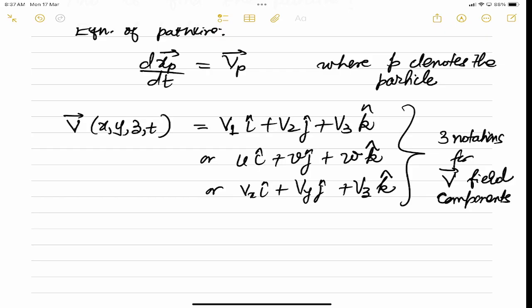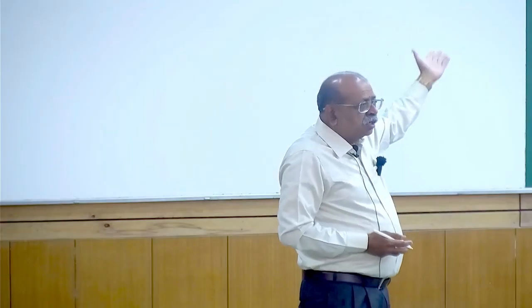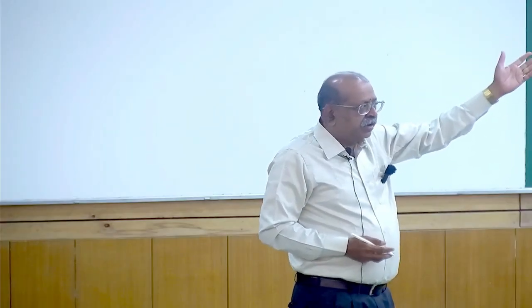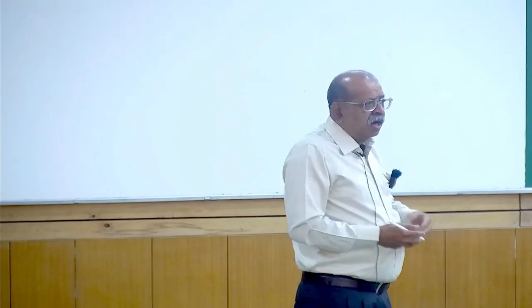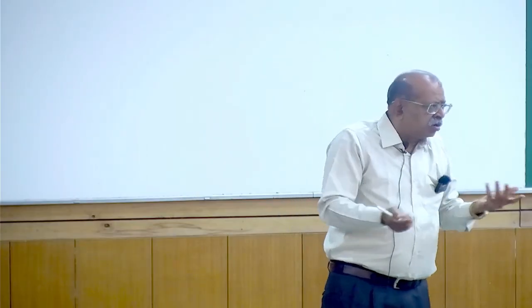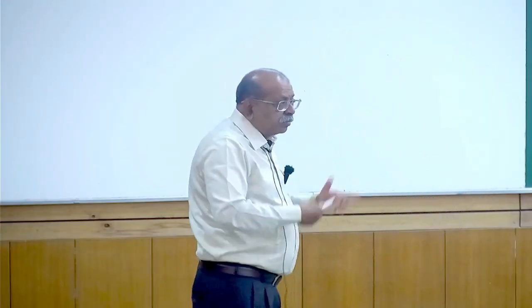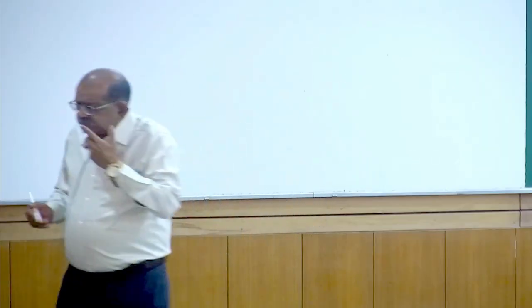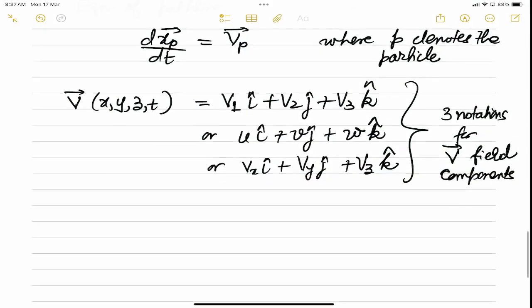Often u, v, and w are also used for the x, y, and z components. Or I may be more specific, I'll write it as Vxi, Vyj, Vzk. And all these are interchangeable, or maybe sometimes I'll use one, sometimes I use the other. So this is how the velocity field is written.